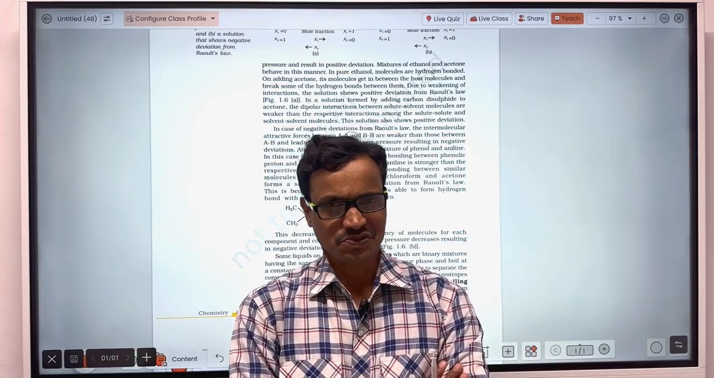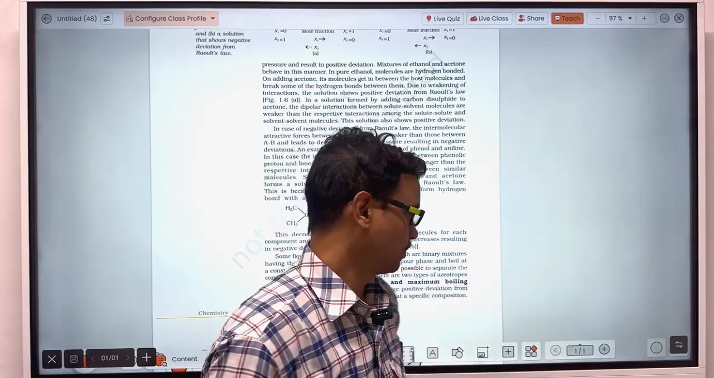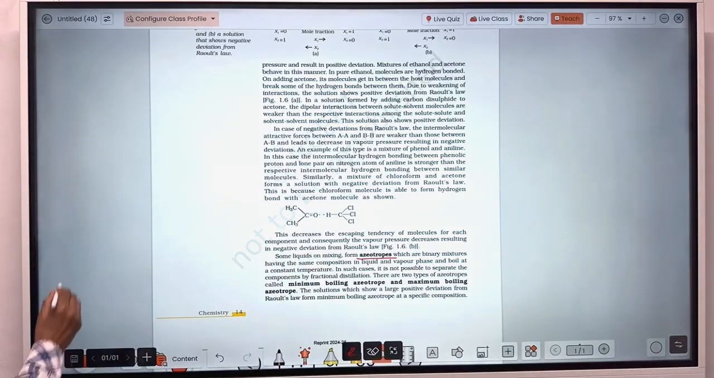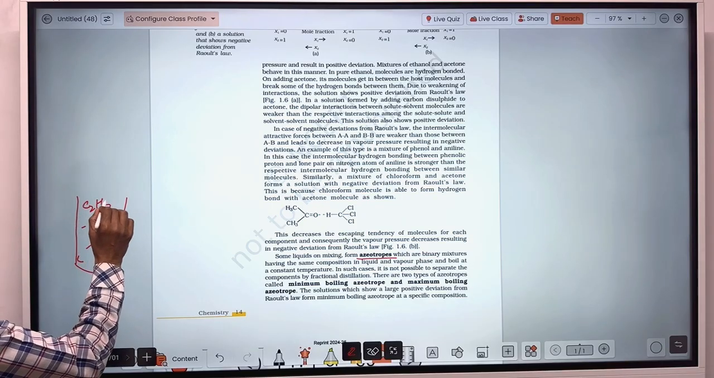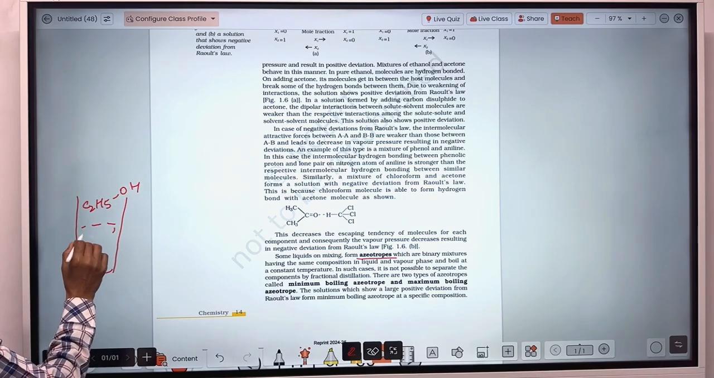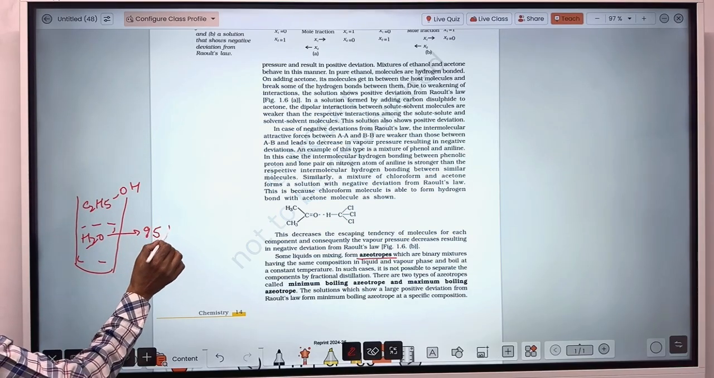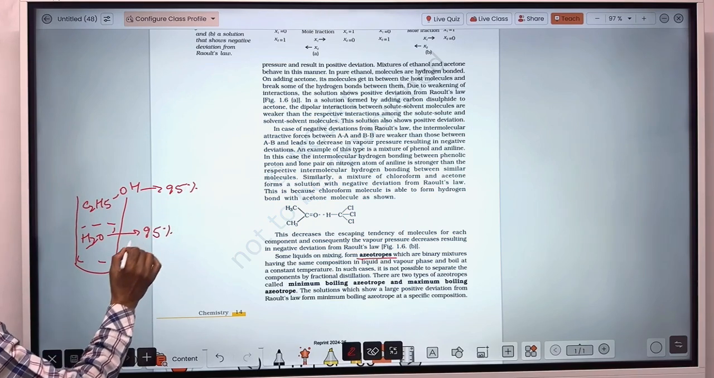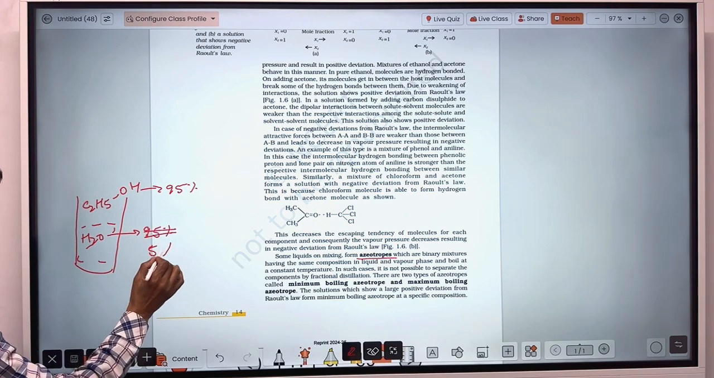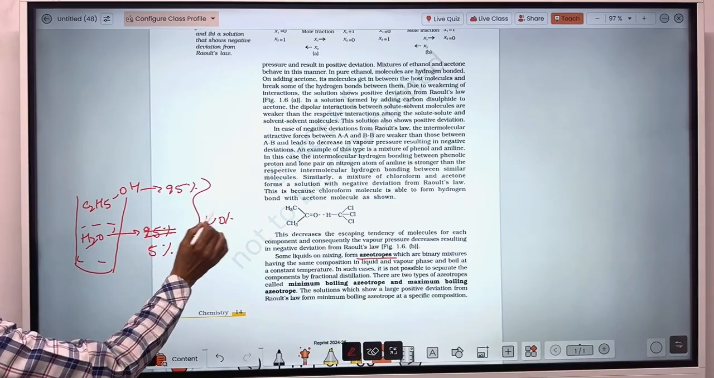Azeotropes are solutions which boil like a pure liquid. Suppose here you have mixed ethanol and water. Here you have taken 95% ethanol and the remaining 5% water, in terms of volume.